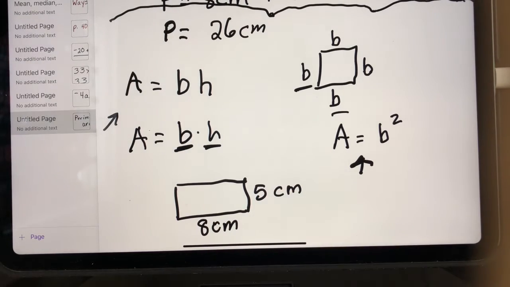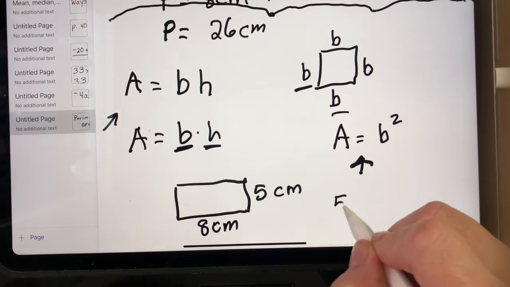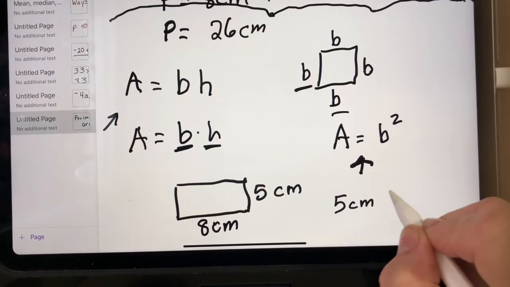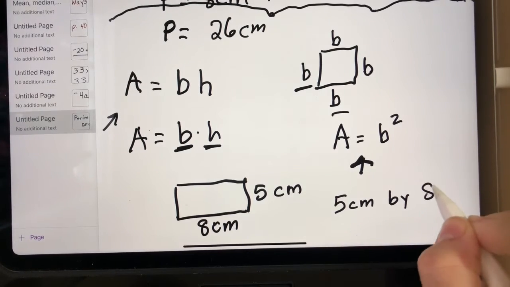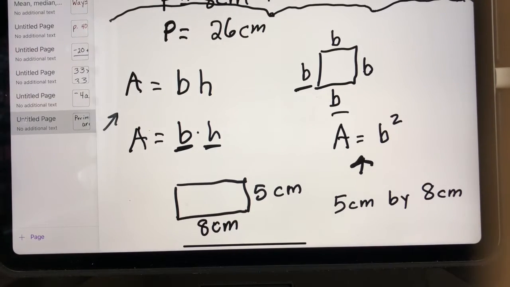And let's think about something. What did I just say? 5 centimeters by 8 centimeters. You hear those dimensions a lot on things like wood or how big a room is, right? Like the room is 12 feet by 14 feet, right? So how do I get area for that room?